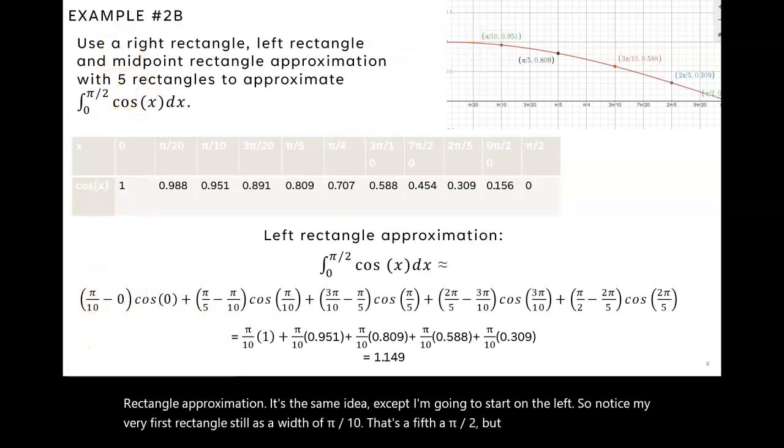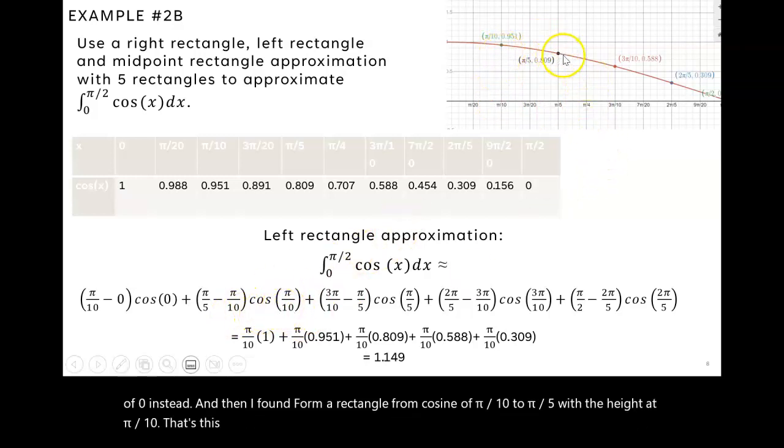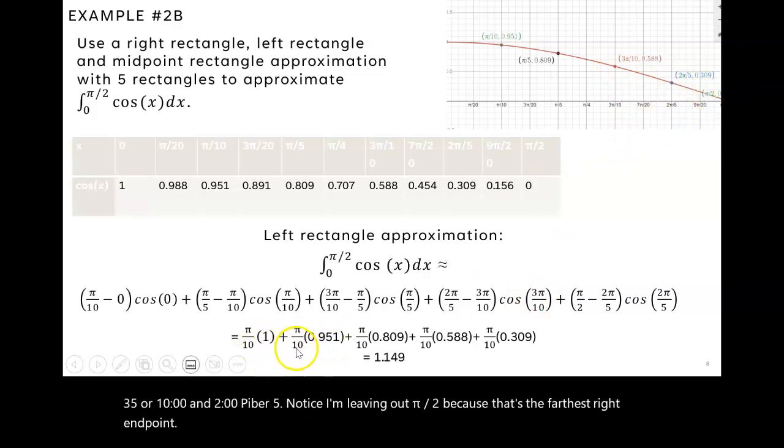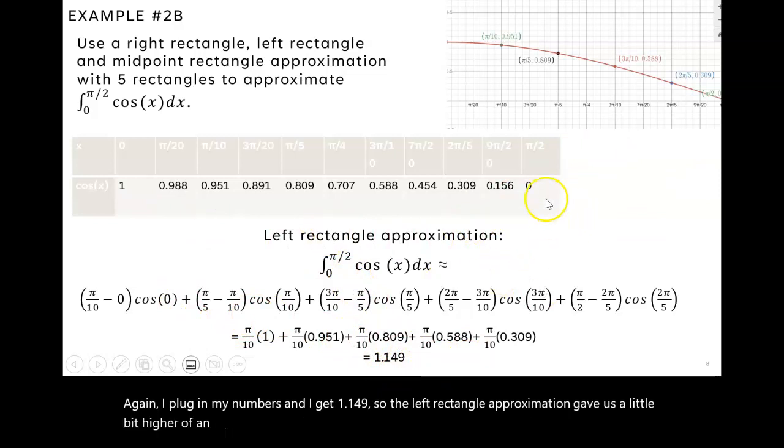But it's going to start at cosine of 0 instead. And then I form a rectangle from cosine of pi over 10 to pi over 5 with the height at pi over 10. That's this. Then we got pi over 5, 3 pi over 10, and 2 pi over 5. Notice I'm leaving out pi over 2 because that's the farthest right endpoint. Again, I plug in my numbers, and I get 1.149. So the left rectangle approximation gave us a little bit higher of an approximation.